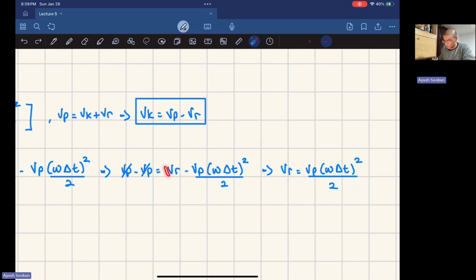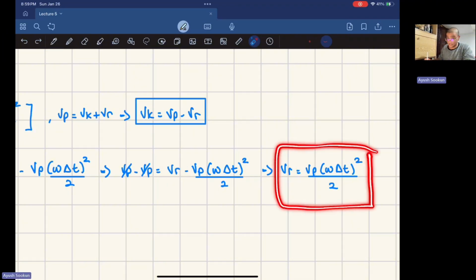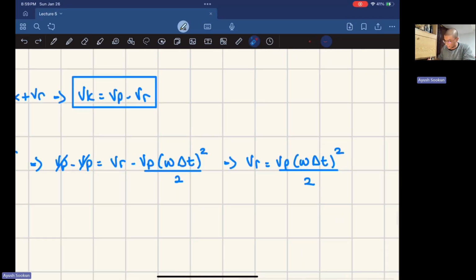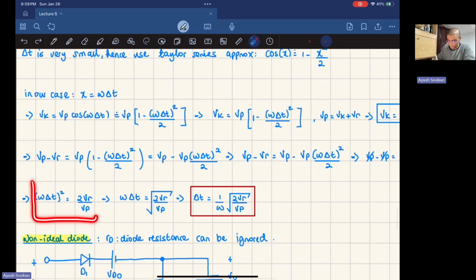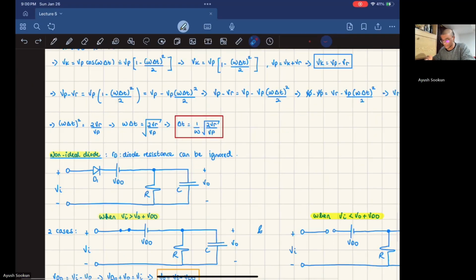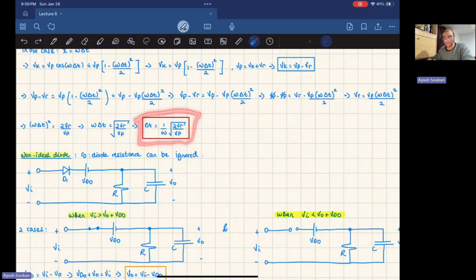I just need to isolate for the ripple voltage here. Vr is Vp times omega delta t squared over 2. Now remember, our goal is to find delta t. So all I have to do is isolate for this delta t. We have this equation right here. I'll take the square root on both sides. We get to here. I divide by omega on both sides, and this is my equation for delta t. Nice and simple. We find that the equation for delta t depends on the ratio of the ripple voltage and the peak voltage times 2. You take the square root and you multiply that by 1 over the angular frequency. So this is my equation for delta t.